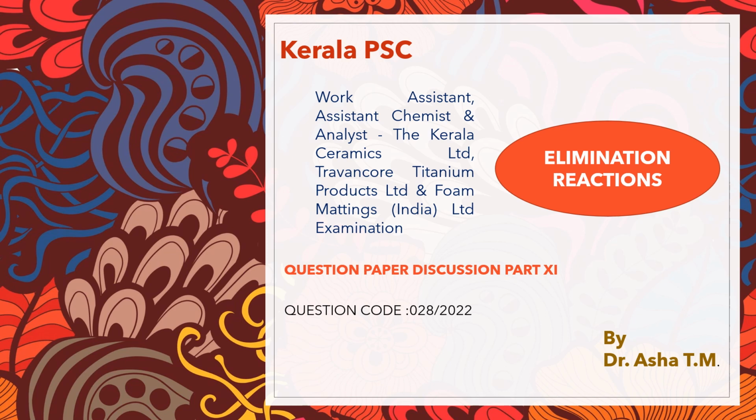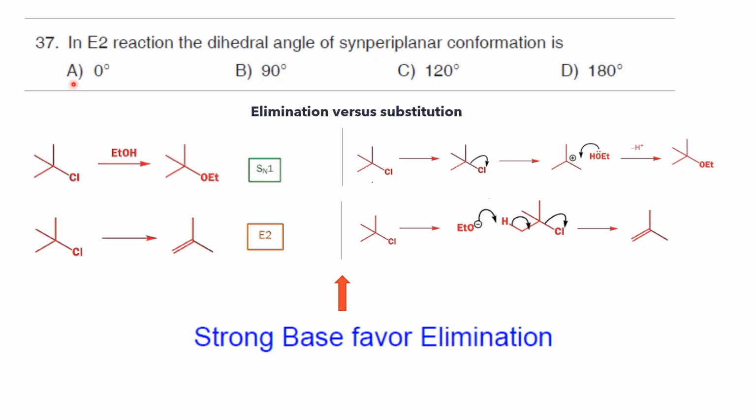Without wasting much time, let's move on to the question. The question for this video is question number 37 of the question paper. It is based on the E2 reaction, which is a kind of elimination reaction. In E2 reaction, the dihedral angle of syn periplanar conformation is option A 0 degree, option B 90 degree, option C 120 degree, and option D 180 degree.